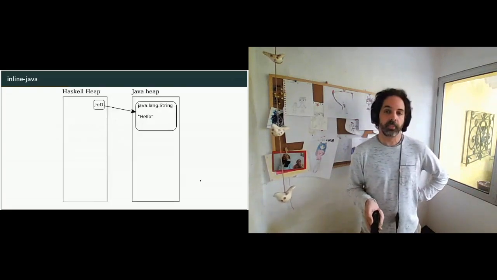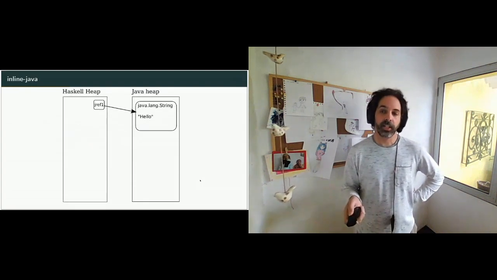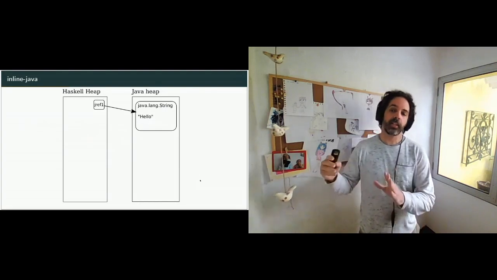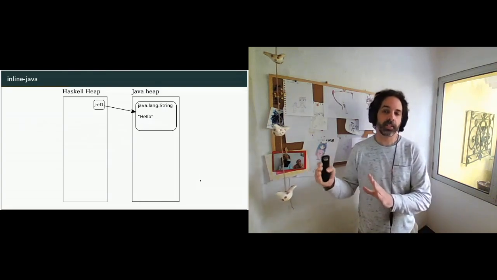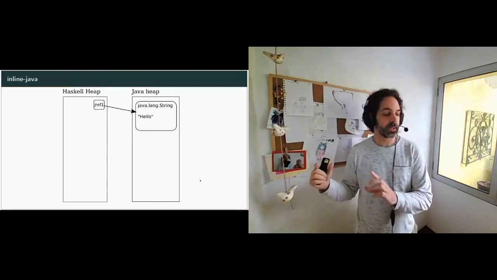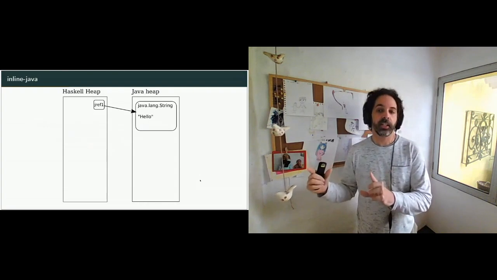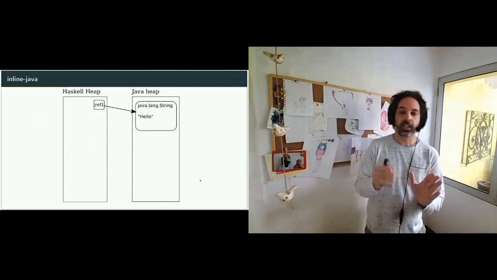So in the picture of heaps, it looks like this. There's a heap managed by the Java runtime, and here is where the Java object lives. And then we have a pointer on the Haskell side.